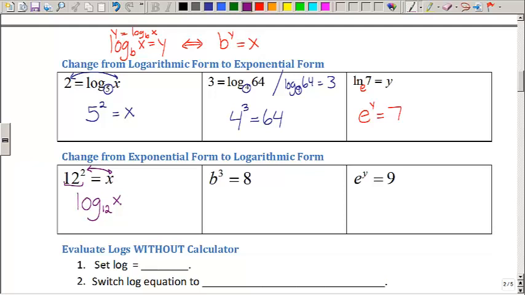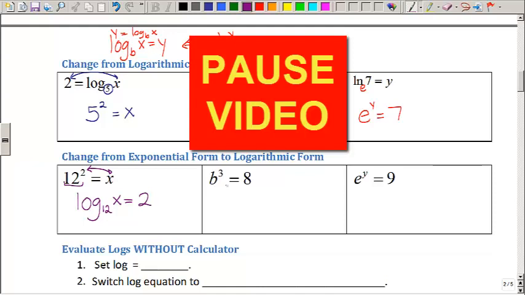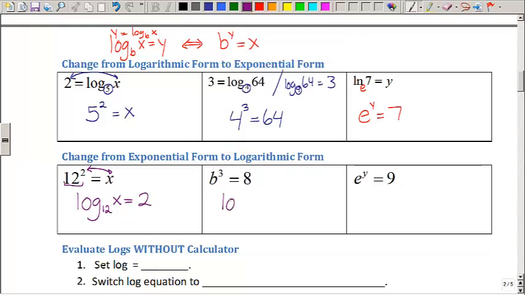Notice log and x are normal size, 12 is little and low. Equals, the only last number we have is 2. You may want to stop the video right now and see if you can do the next two on your own. The next one I have log base, and the base that I have is b. We need an argument, and the exponent here are going to switch sides, so I have log base b of 8 equals 3.